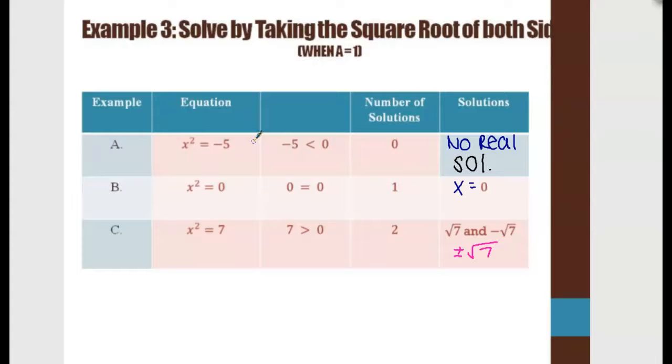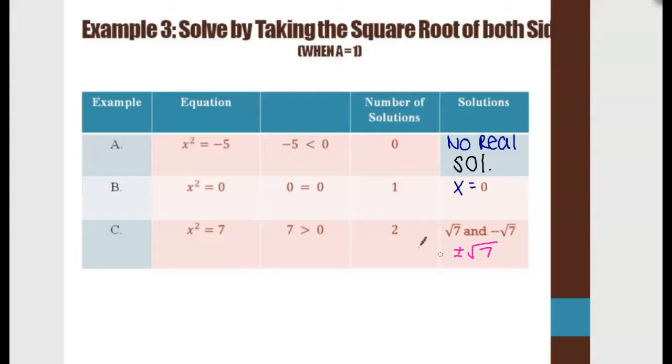Letter B, you have x squared equals 0. In this case, since x squared equals 0, we get one solution because my vertex is on the x-axis, and that solution is at x equals 0. And in example C, I have x squared equals 7. 7 is greater than 0. This gives me 2 solutions at plus or minus the square root of 7.